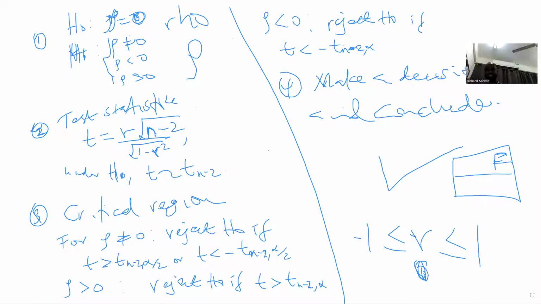Any question again? Yes. The test statistic, is it only used in linear regression? The one you gave me, is it only used in linear regression? This one? Yes. That's only for correlation.